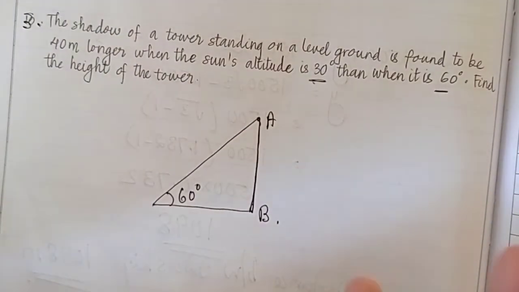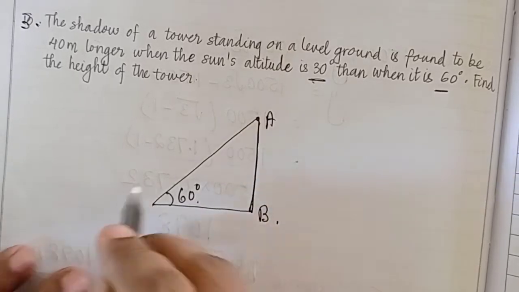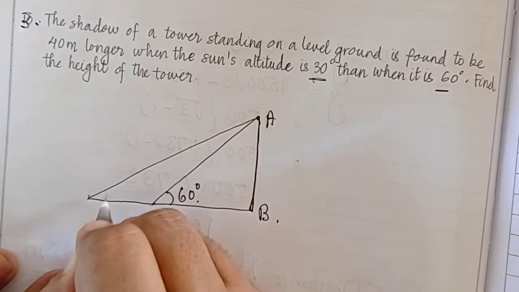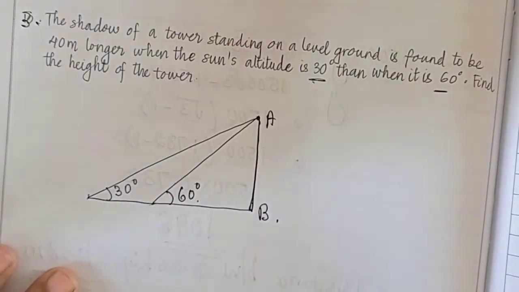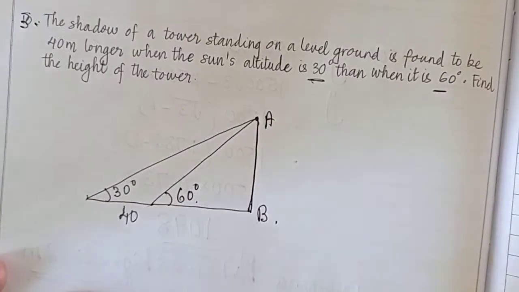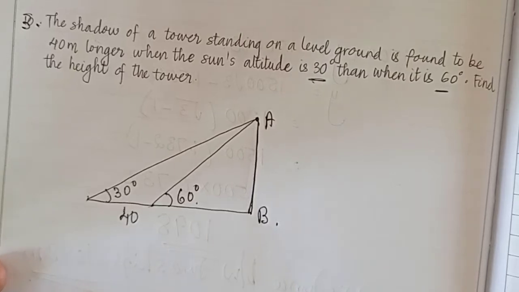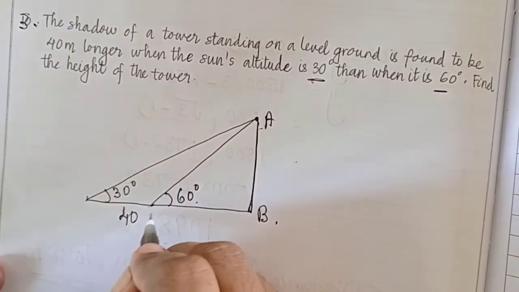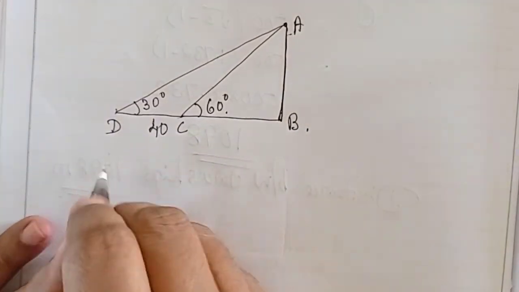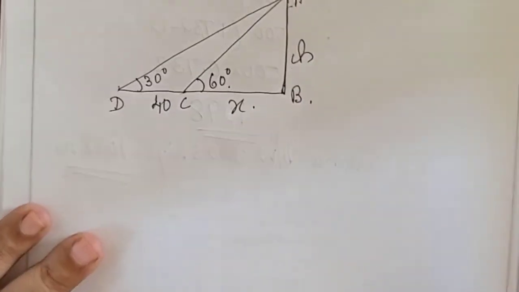If you have any confusion, you can do like this. Mark the greater angle first, then 30 second. Understand? You can mark here 30 and found to be 40 meter longer. That means this is 40 meter. Is it clear? Then you can mark A, B, C, D. Now, all of you, right? You can mark this as H and this is X.